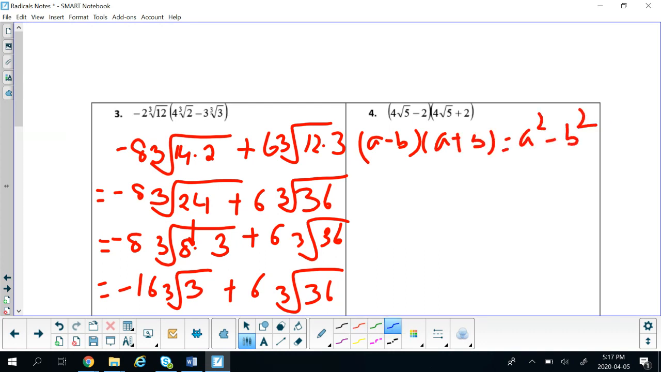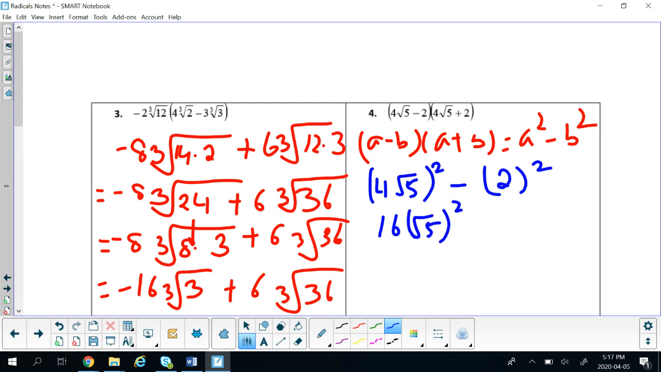Okay, so this becomes 4 square root 5, because this is our a, whole square minus 2 square. 4 square is 16, square root of 5, whole square, 2 square is 4. Square root of 5 square, square and square root cancels out, we are left with 5. So 16 times 5 is 80, minus 4, and this is equal to 76.